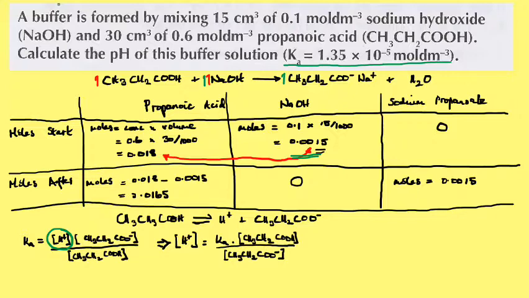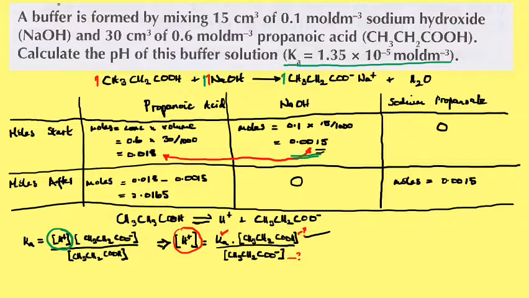Okay, so good so far. Let's have a look at this expression and see what we've got and what we haven't got. That's what we want to find, the hydrogen ion concentration. We have our value of Ka from the question, 1.35 times 10 to the minus 5. But do we have the acid concentration? We're going to have to work that out. We've got the moles, but we don't have the concentration. And do we have the propanoate concentration? Well, we have the moles, but we don't have the concentration. So let's work out those two concentrations.